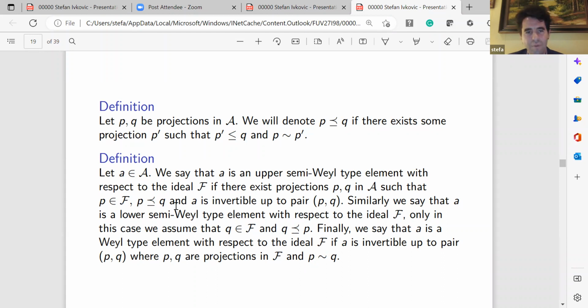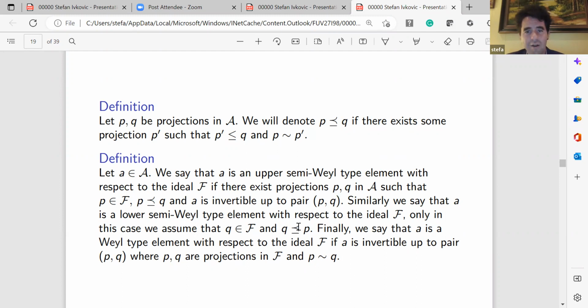And as you can see, if A is an upper semi-Weyl type element, then A is automatically, by definition, an upper semi-Fredholm element because P is finite. So the additional property is this. So upper semi-Weyl type elements are a subclass of upper semi-Fredholm type elements. And likewise for lower semi-Fredholm and lower semi-Weyl type elements, because we have this additional property here.